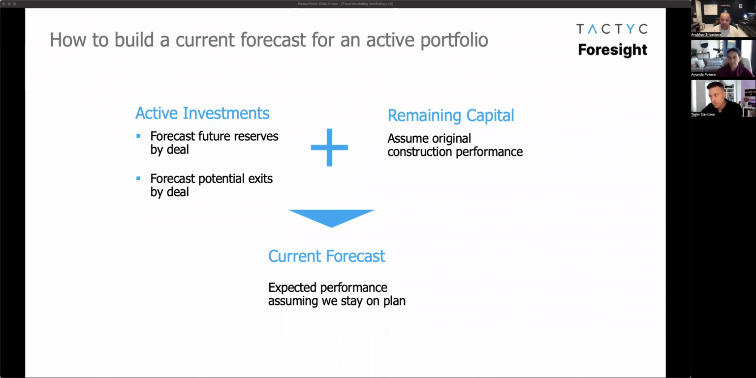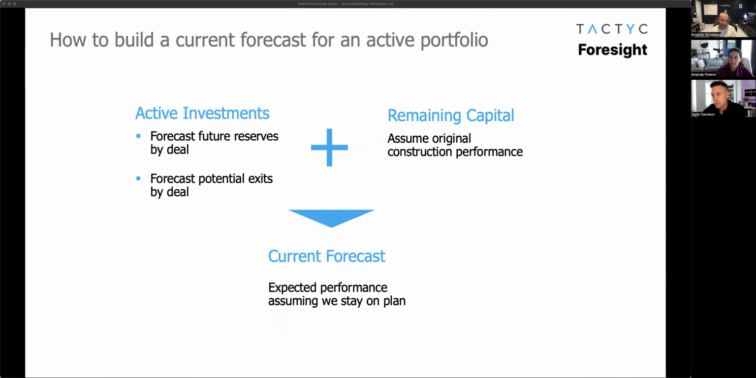I'm going to split this up into two different things. The way we view it is you have active companies and you have undeployed capital. For active companies, what you want to do is actually build deal level forecasts. For each of the companies, you might have an investment thesis that you underwrote to, eventual exits, eventual reserves deployed, what that exit multiple might look like. You want to build a model for each of those companies, and that is the expected performance of all of those companies. I want to show this to you in a bit as well.